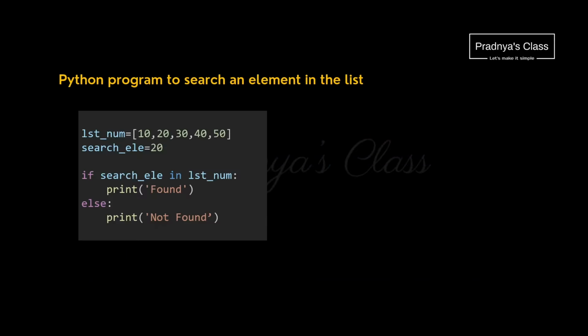Look at one simple example. To demonstrate, we want to search for an element in the list. Here is one list and we want to search for the element 20. For that we are using the conditional statement if. If this search element is in the list, if it is present, it will give true. If not, we will get false. 20 is present in the list, that's why we will get the output as found. In this way, we use this membership operator to check the membership of values in the collection.